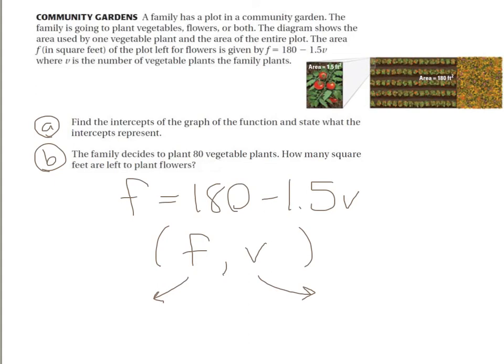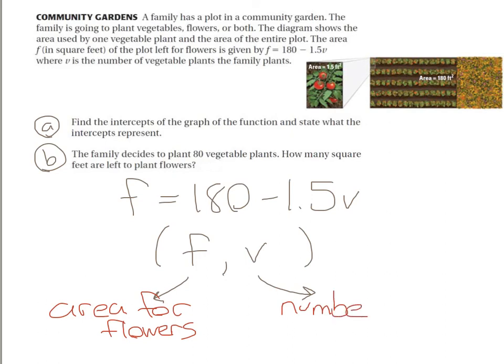F, what does F represent? Well, if we go back to the problem, F is in square feet of the plot left for flowers. So what is this really saying to us? F is the area for the flowers, not for the vegetables. That's just the area allowed for the flowers. And V is the number of vegetable plants. That's not area. It's the number of vegetable plants. Knowing that, you're able to solve it with a little extra help.